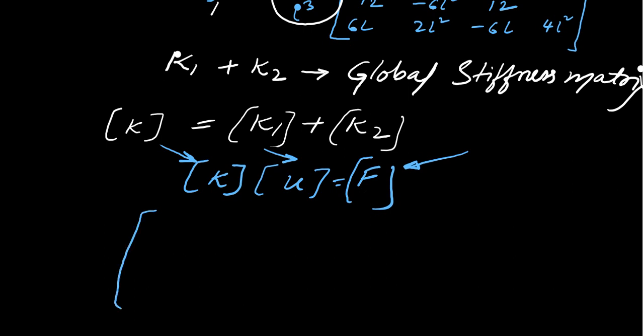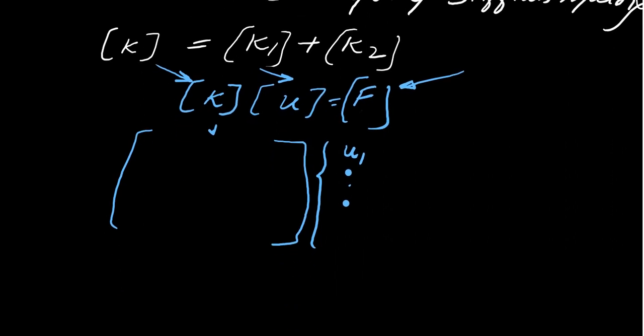So if nodes are 3, then you are getting a 6 into 6 matrix. That is the global stiffness matrix you are getting. And the displacement vector, here it will be U1 up to U6, all the displacements. And force vectors, so for a beam element there will be F1 and there will be a moment. Similarly F2, M2, like that you are getting at each node.